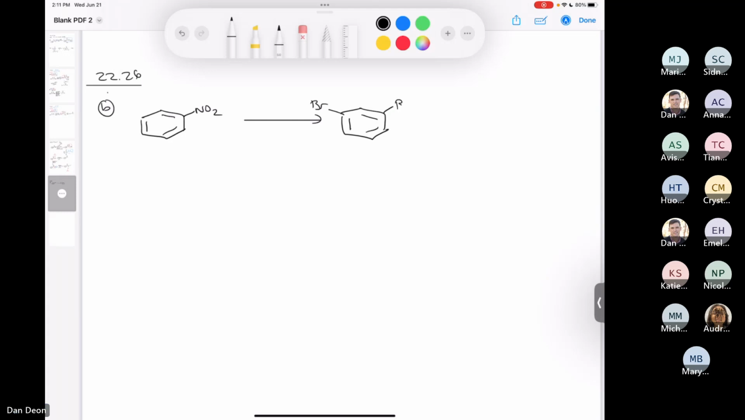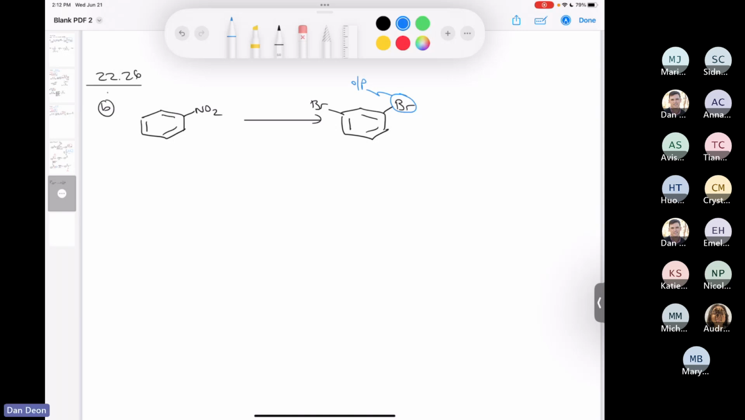So what do we know about bromine? Is bromine a meta-director or an ortho-para-director? Anybody remember? It's a weak deactivator, I know that. Thanks, Audrey. Thanks, Deanna. Thanks, Sydney. All of you are 100% correct. So this is an ortho-para-director. And so we can't use bromine to direct anything.